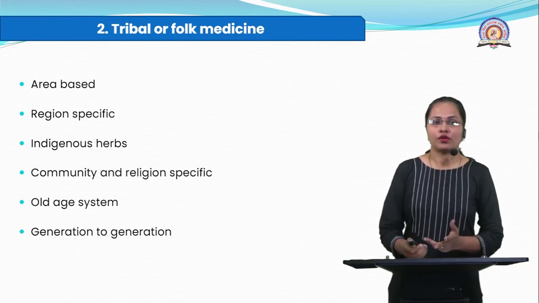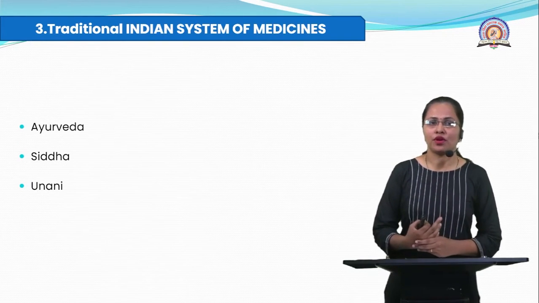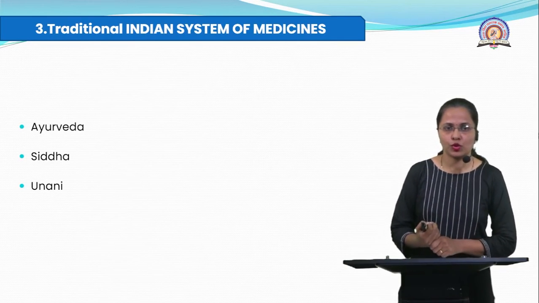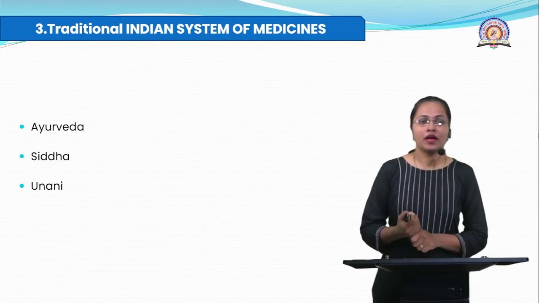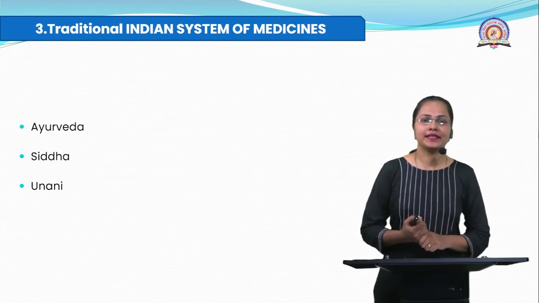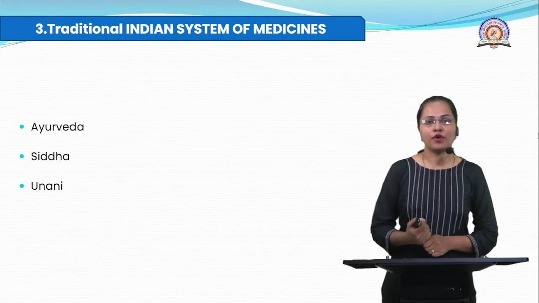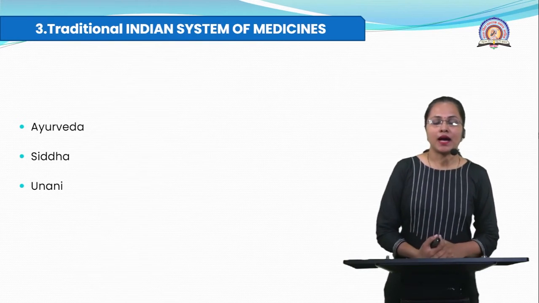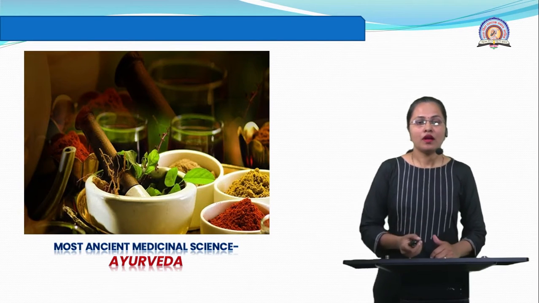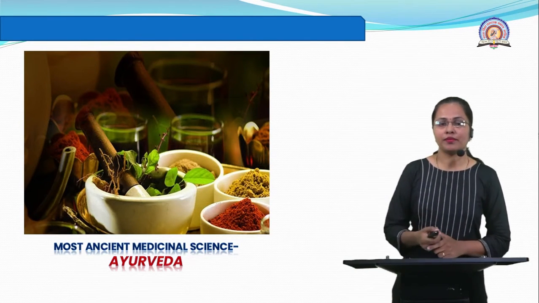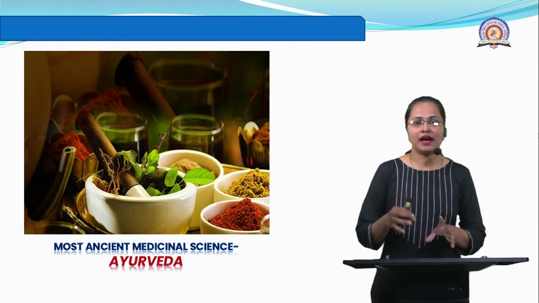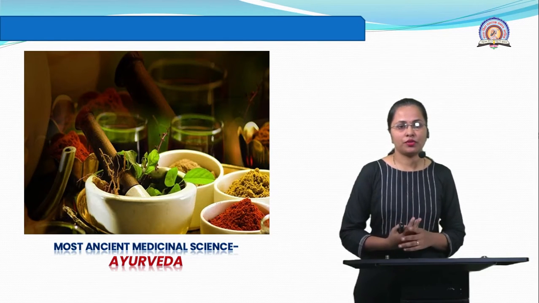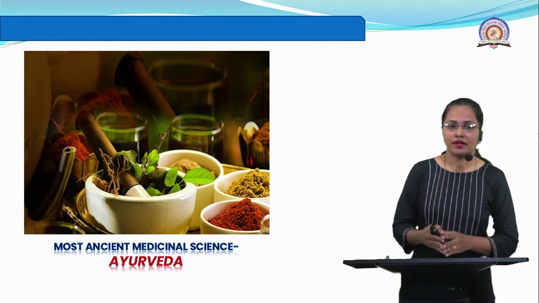Now, when we talk about the Indian systems of medicine, it is considered as the third most important source of medico-ethnobotany. When we talk about the traditional Indian systems of medicine, the three important systems which always come in front of us are Ayurveda, Siddha, and Unani. Everybody is familiar with this picture. There are some plants, some powders, a mortar and pestle, and some preparations. All these things come under Ayurveda.